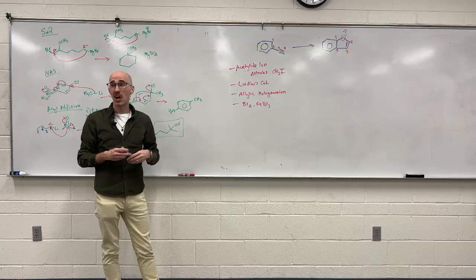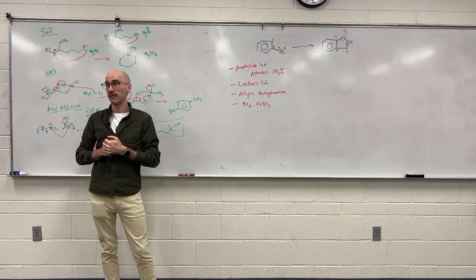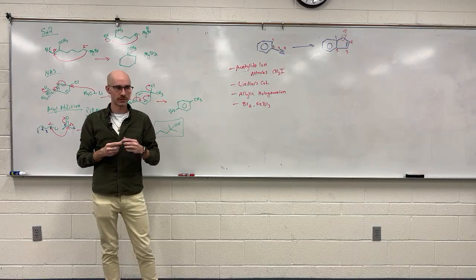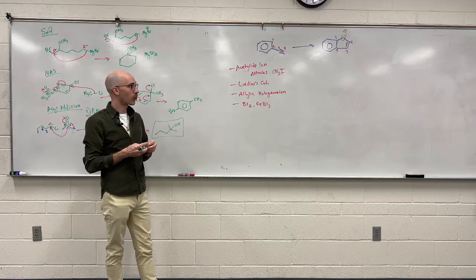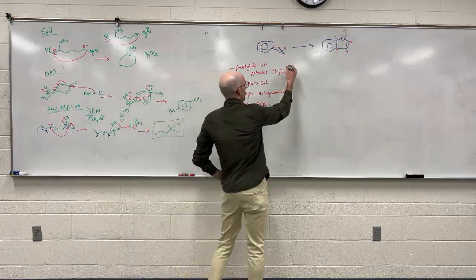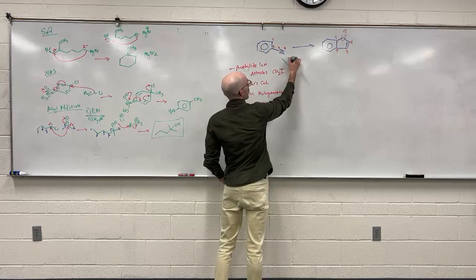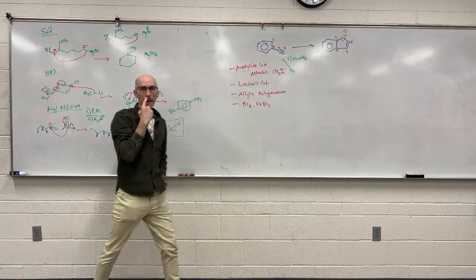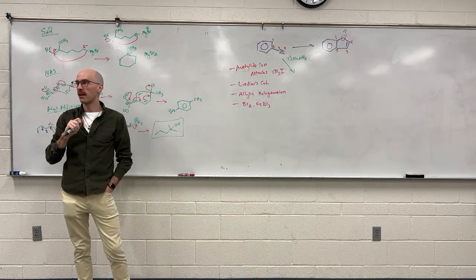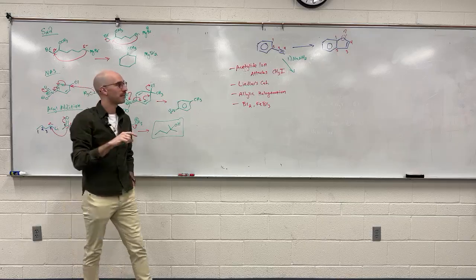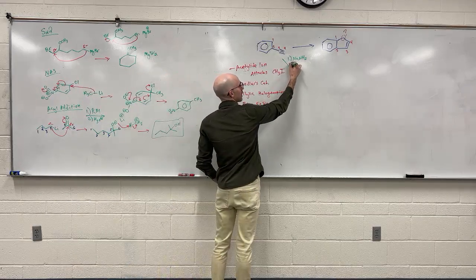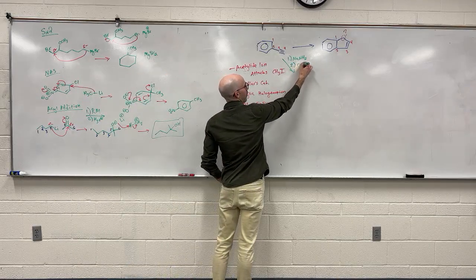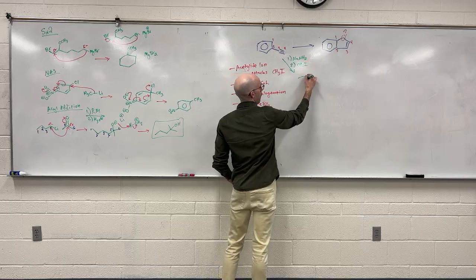Again, there's oftentimes more than one right way, more than one plausible way to do this. The order can be a little bit ambiguous. So let's start by doing NaNH2, which deprotonates the alkyne and makes it into an acetylide ion. And then let's add our methyl iodide.